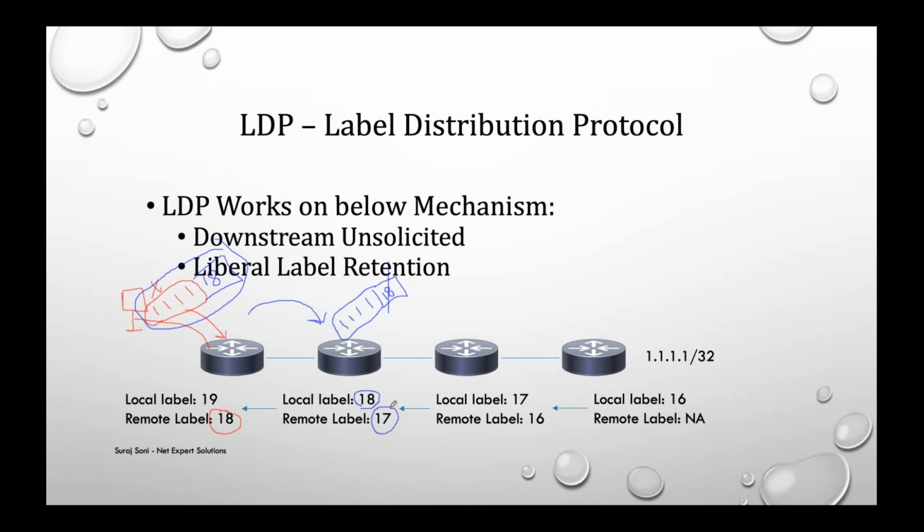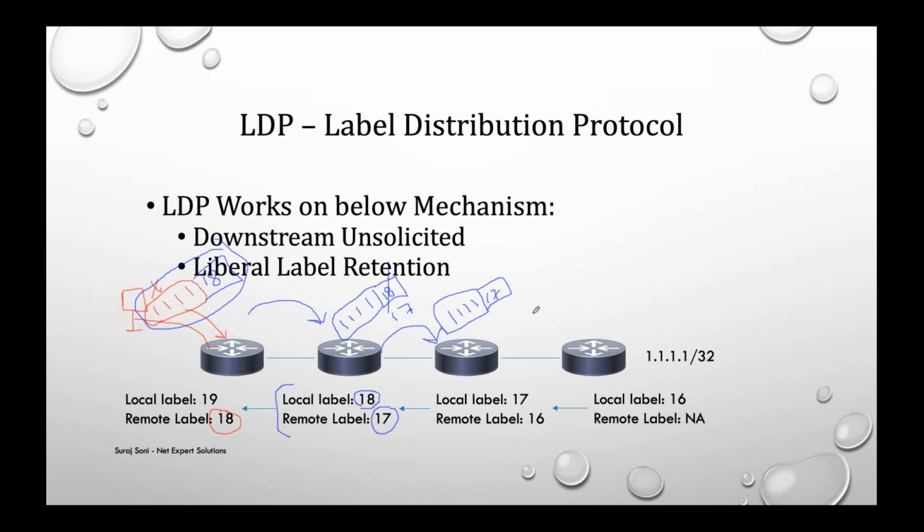Did I care about 1.1.1.1? No, I care about these values. So this is my LFIB table, which says that if the incoming label is 18, the outgoing will be 17. So I don't need to make any kind of decision. It's pre-built. 18 coming, put 17 and send it across. So he will send the packet to his neighbor. Now his neighbor is receiving 1.1.1.1 with the label of 17.